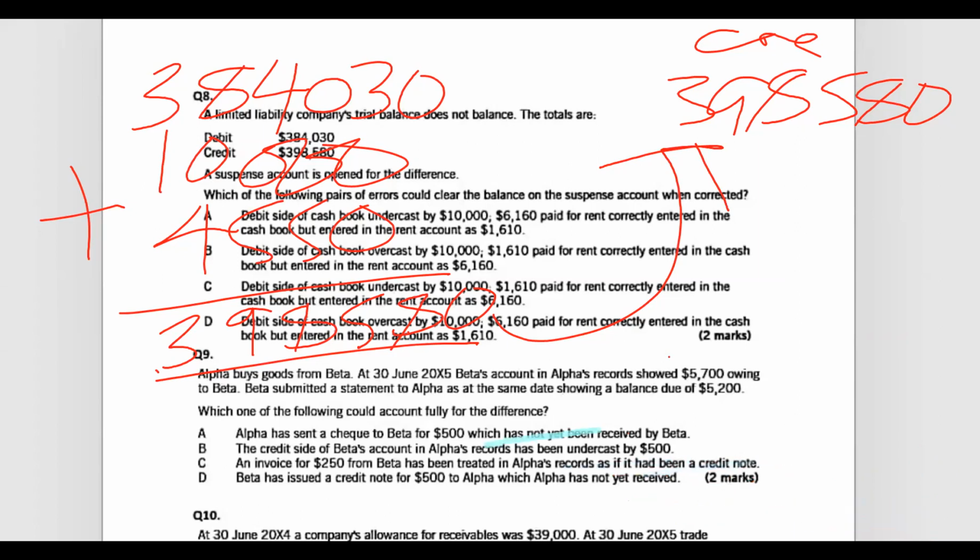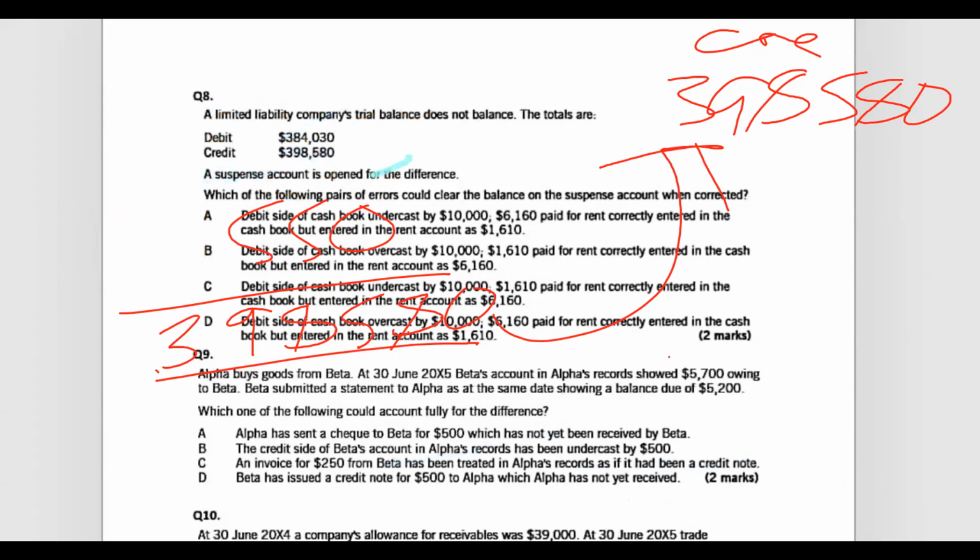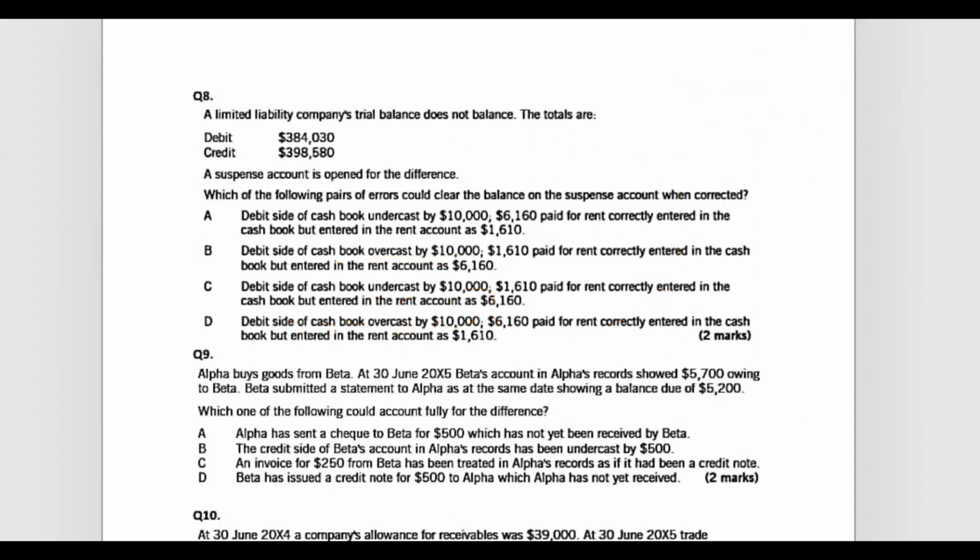Yes, it's obvious. So when you look at B, they've just swapped the figures. B is an overcast, so which means it has been overpaid. That will not balance, isn't it? No. All right, we can move to which one?